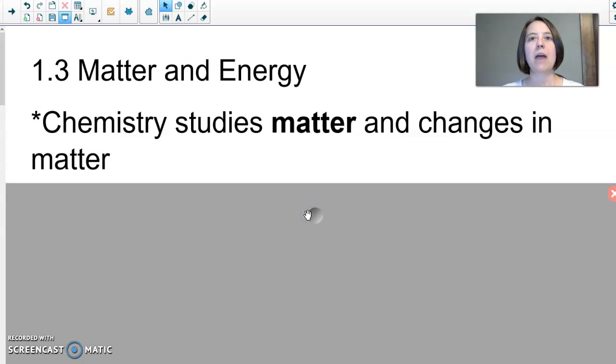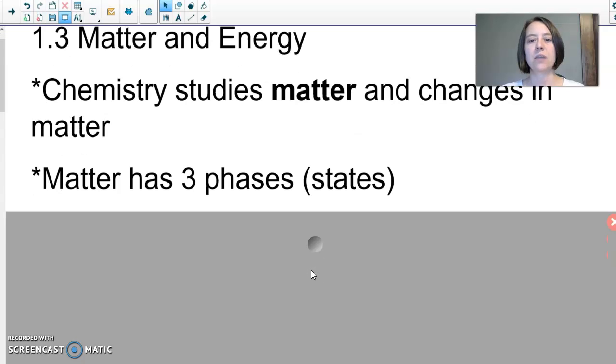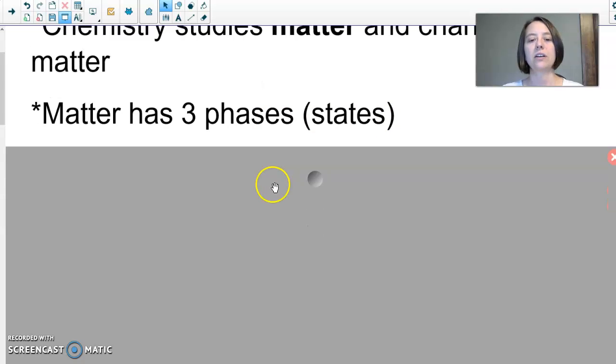So chemistry studies matter and the changes in matter. Matter is going to have three phases or states, and you can use the term state of matter or phases of matter interchangeably.